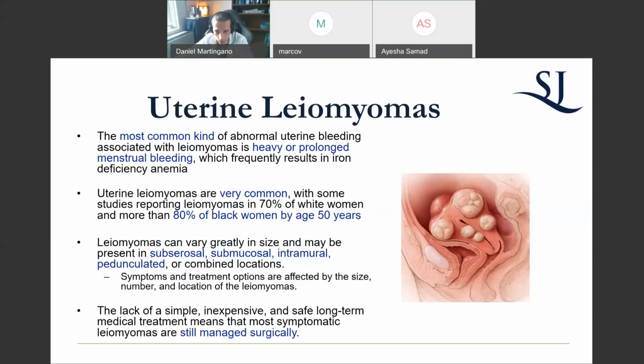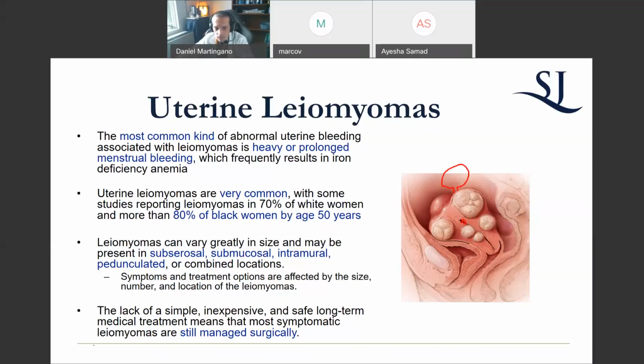So subserosal means that it's just below this outer layer. Submucosal means it is more on the inner layer. Intramural is within more of the center. And then pedunculated, sometimes these things can have a stalk, either pedunculated like this on the outside. So pedunculated subserosal would look like that, and then a pedunculated submucosal is on the inside, okay?